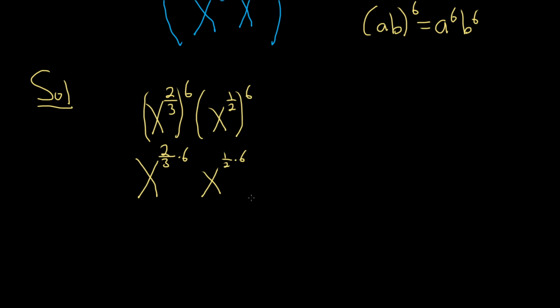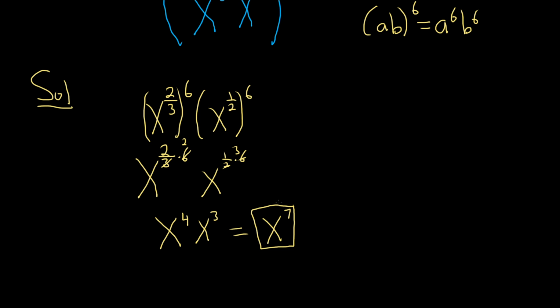Let's see here. So 3 goes into 6 twice. So 2 times 2 is 4. So we get x to the 4. And then 2 goes into 6 3 times. So we get x to the 3. And now these are the same. So we can add them. 4 plus 3 would be equal to 7. So we get x to the 7. And that would be the final answer.